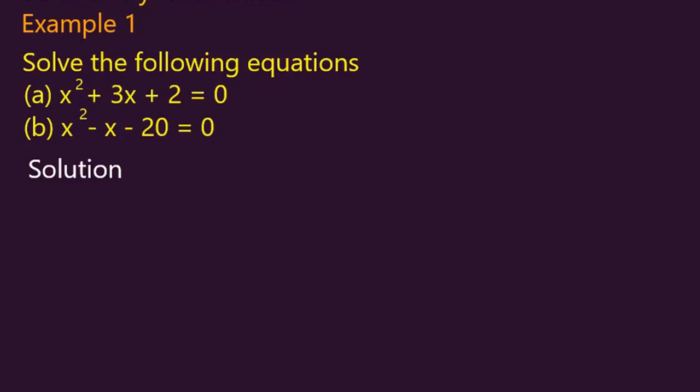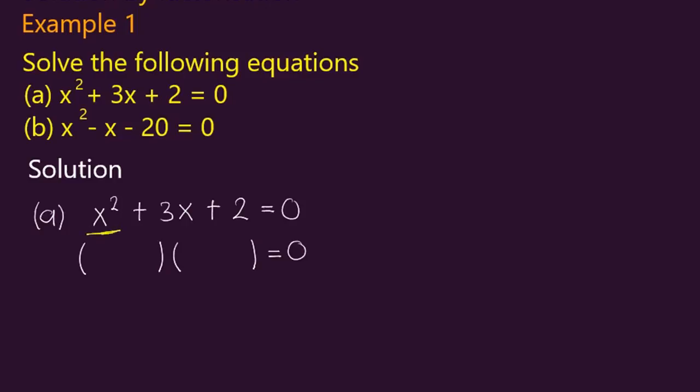Since we have quadratic expressions making a quadratic equation, we're just going to be factorizing just as we were doing. Alright, so on part A we have x squared plus 3x plus 2, and to factorize the quadratic expression on the left hand side, I'm going to come out with two brackets. The first terms within each bracket will be made up of the factors of x squared, which are x and x.